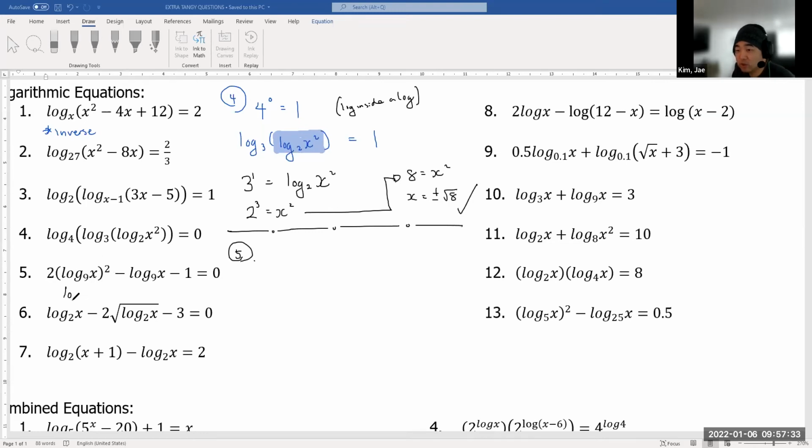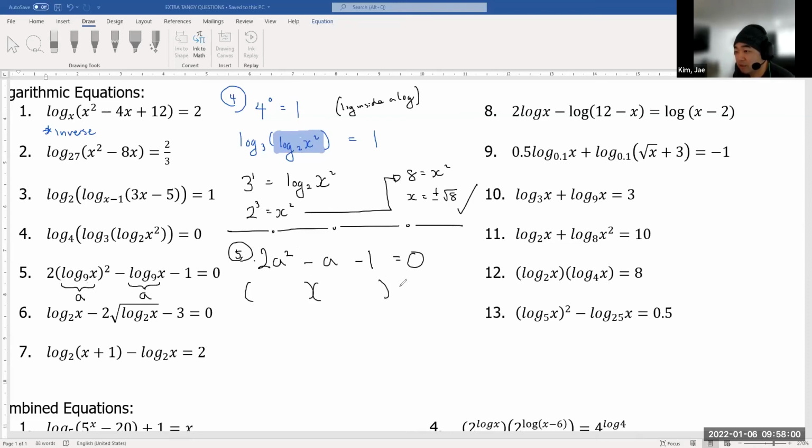However, what I do notice after taking a second look is that log of base 9x and log of base 9x are common. I am going to substitute. So for number 5, this actually just turns into 2a squared minus 1a minus 1. It's a quadratic.